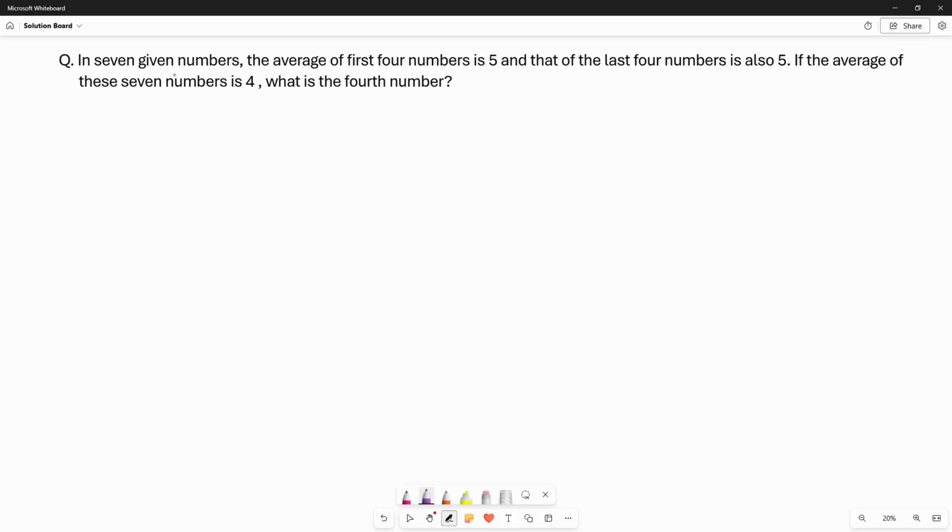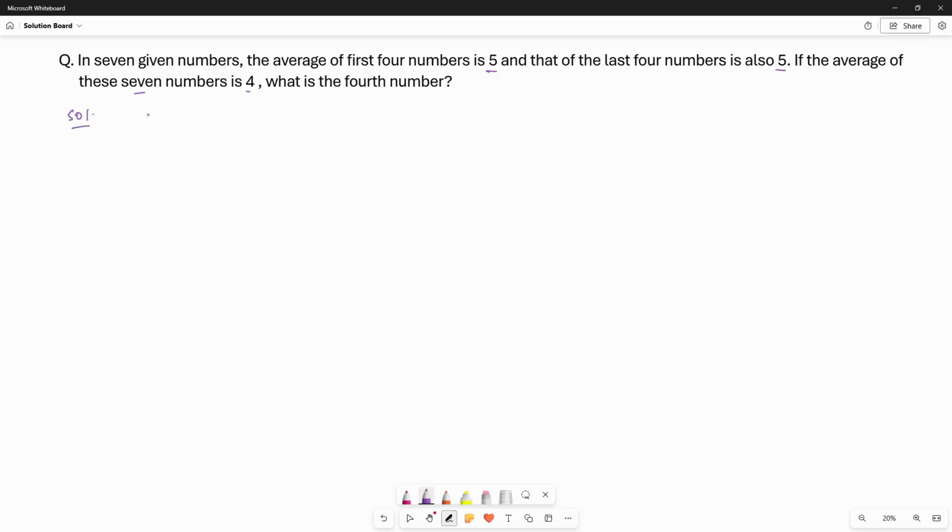This question says, in 7 given numbers, the average of first 4 numbers is 5 and that of last 4 numbers is also 5. If the average of these 7 numbers is 4, what is the fourth number?